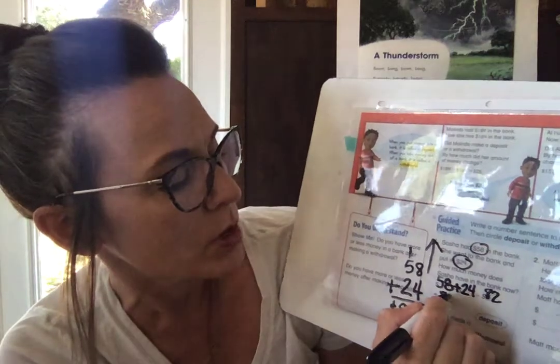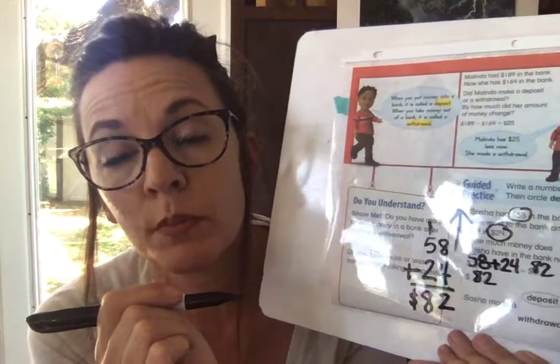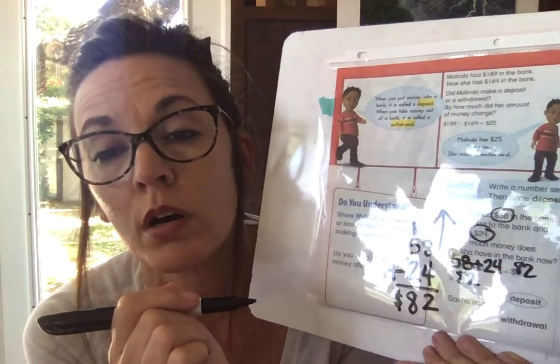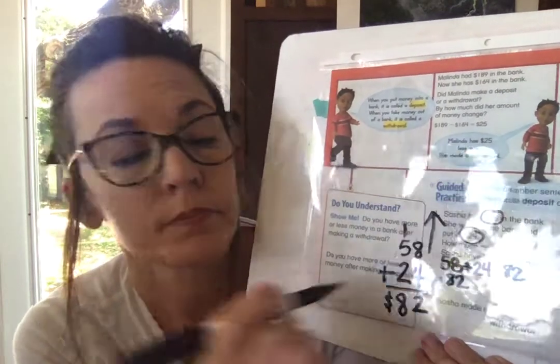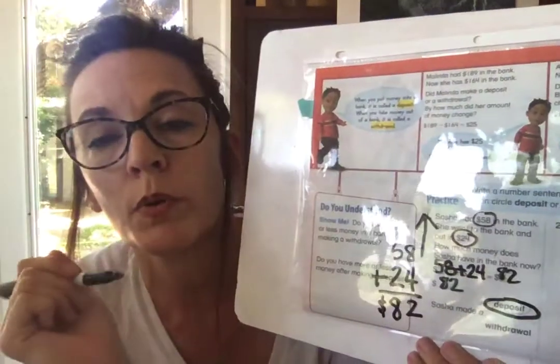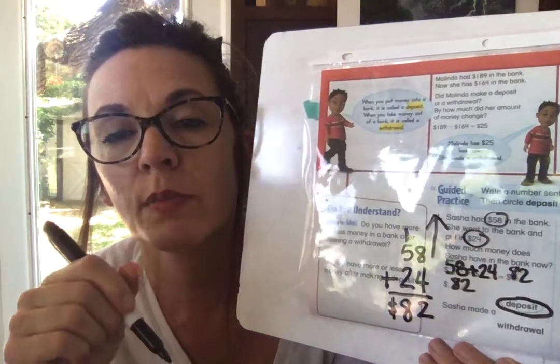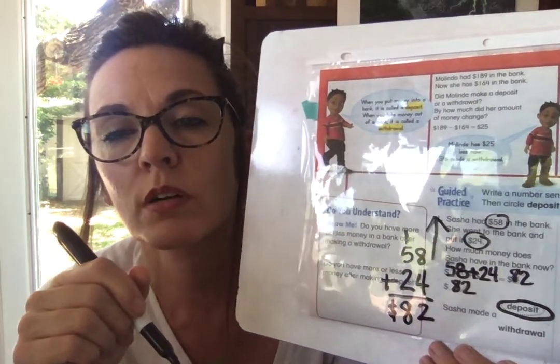Now remember those new terms we just talked about. Did she make a deposit when she put money in, or did she make a withdrawal by taking money out? If you said deposit, then you've got it. When we put money in the bank, that's making a deposit. If we take money out of the bank, that is making a withdrawal.